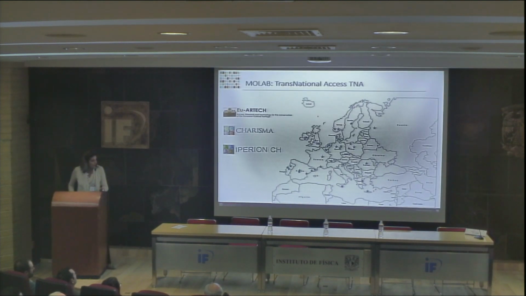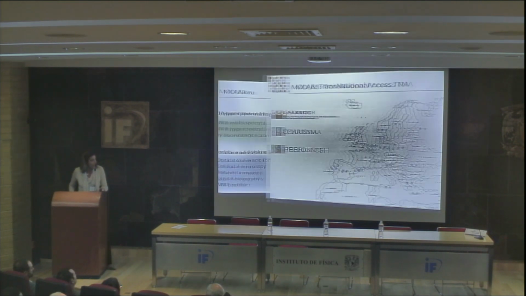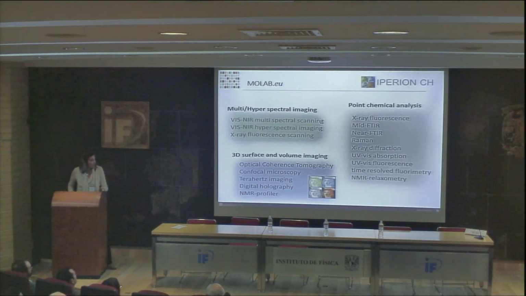This is a map of our displacement around Europe during the 3 projects. So we have traveled a lot all around Europe, and not only in Europe. And this is a list of our main instruments. The ones highlighted in blue were all developed in the framework of the European project Charisma, and now they are available in the Mahlab platform in the Hyperion project.